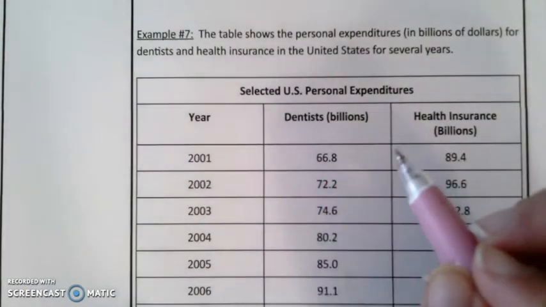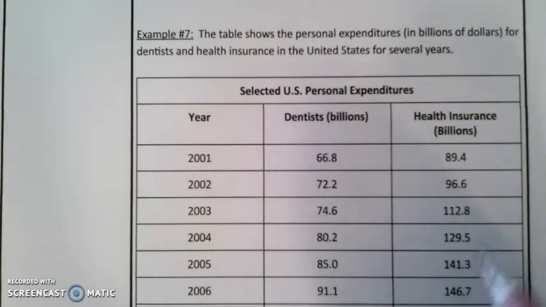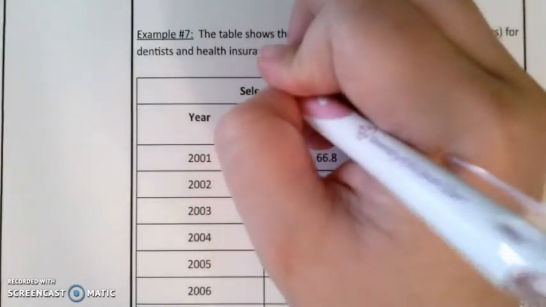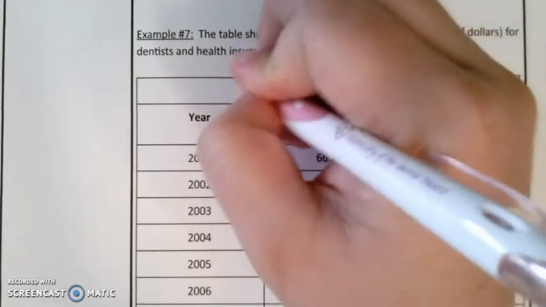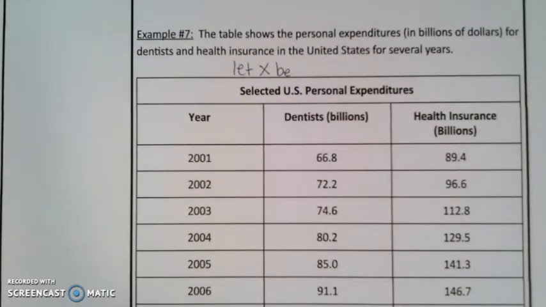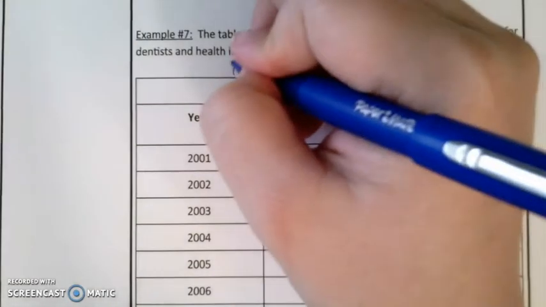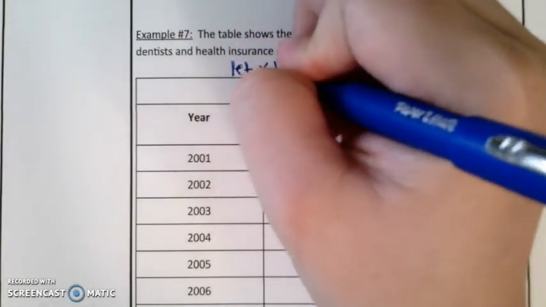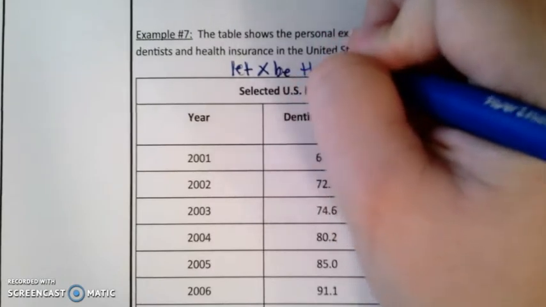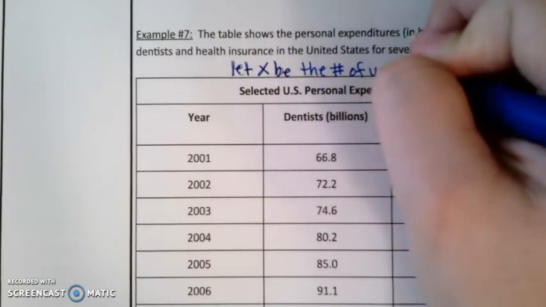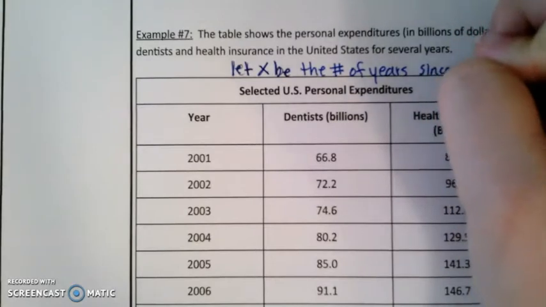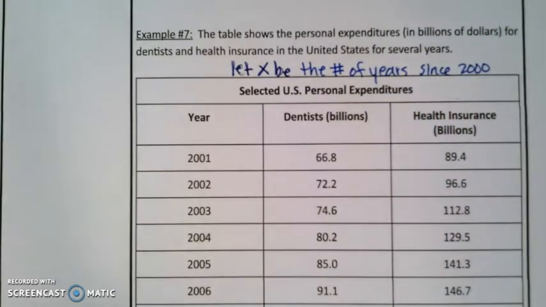Notice we have years, we have dentist, and we have health insurance, okay? I'm going to let X be the number of years since 2000. Okay, so if you look on the next page, the first thing that we're looking for is the linear regression.